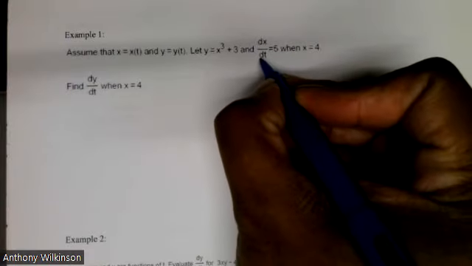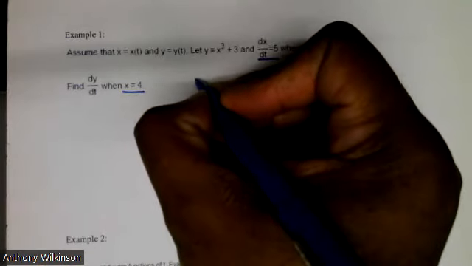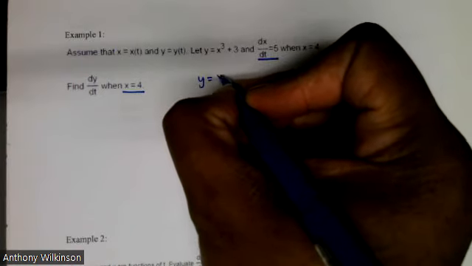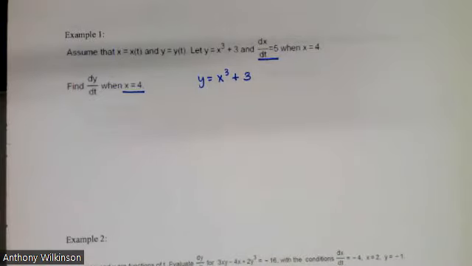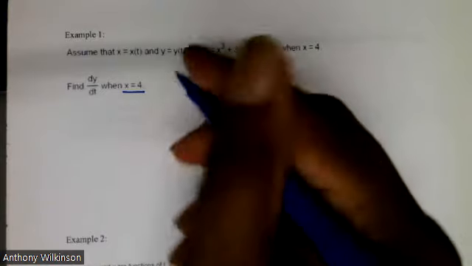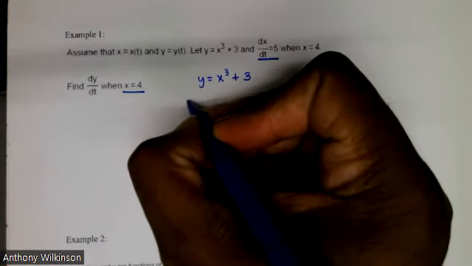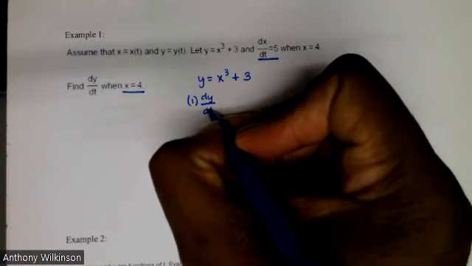Here we're given what dx dt is. That's 5 when X is equal to 4. So we're going to find dy dt when X is equal to 4. Here's our equation that's given to us: Y is equal to X cubed plus 3. We want to differentiate each variable in this equation with respect to time. So when I differentiate y, the derivative of y will be 1, but with respect to time, so it'll be dy dt.